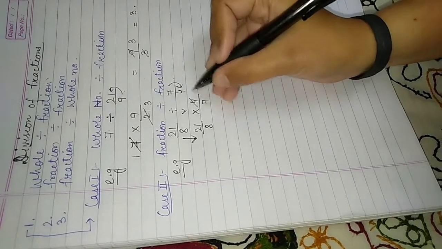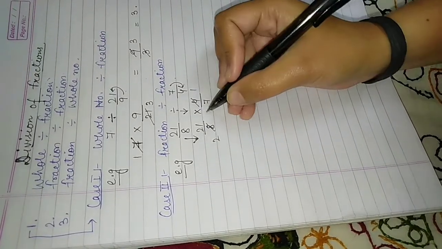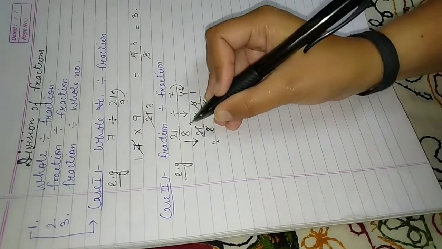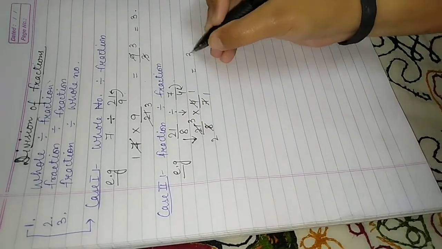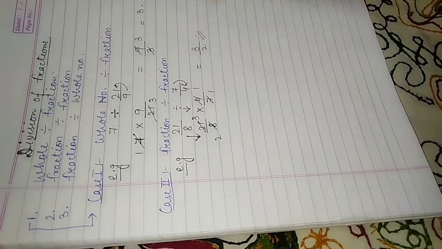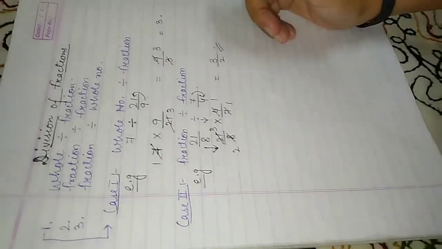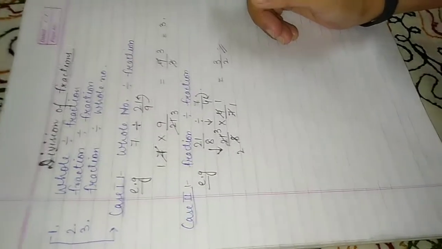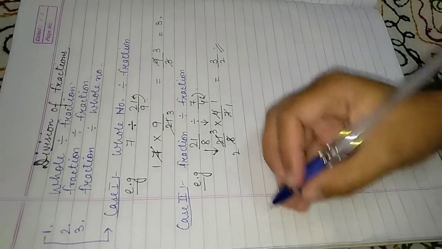Now here 4 ones are 4 and 4 twos are 8, again 7 ones are 7 and 7 threes are 21. So this will be equal to 3 by 2. As this is already in simplest form, there is no need to convert it into simpler form.